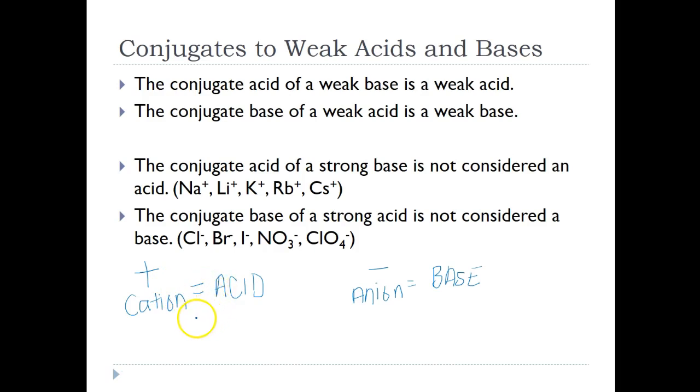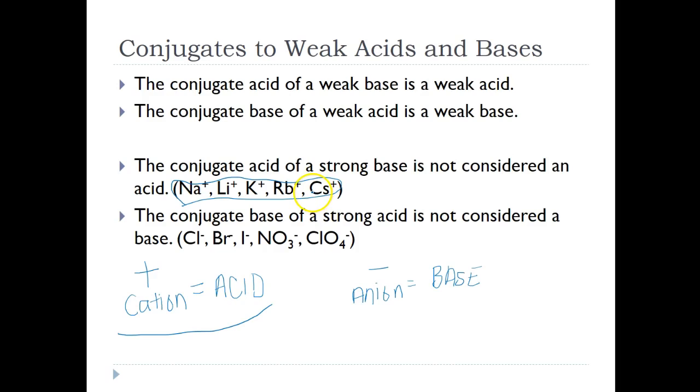The only exceptions to this are the conjugates of the strong things. I have them listed up here. These are the positive ions, the cations. The only cations that we do not consider weak acids are sodium ion, lithium ion, potassium ion, rubidium ion, and cesium ion, because sodium hydroxide, lithium hydroxide, potassium hydroxide, rubidium hydroxide, and cesium hydroxide are the 5 strong bases.